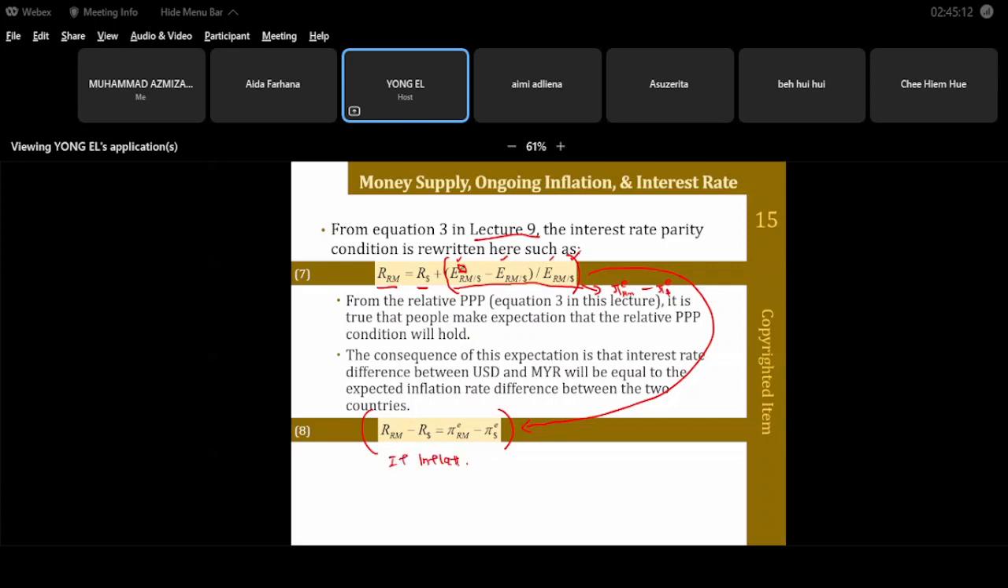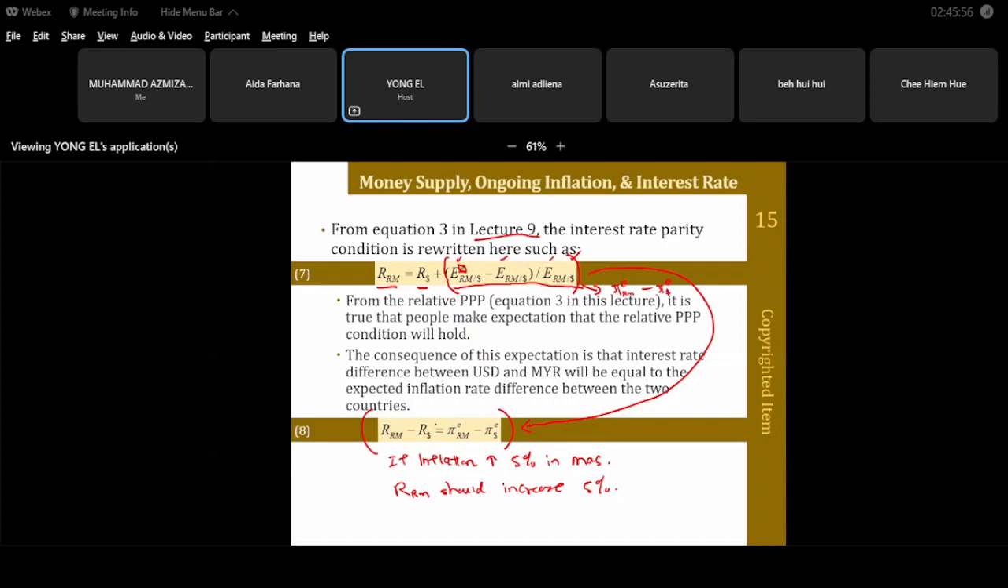This also means if inflation increases 5% in Malaysia, then interest rate in Malaysia should also increase 5%. That is the compensation needed, meaning the 5% increase in interest rate is needed in order to compensate the 5% increase in inflation rate, because inflation can reduce our purchasing power. We need to compensate it by an increase in interest rate.